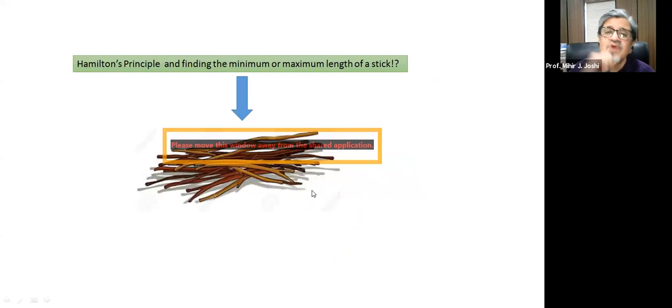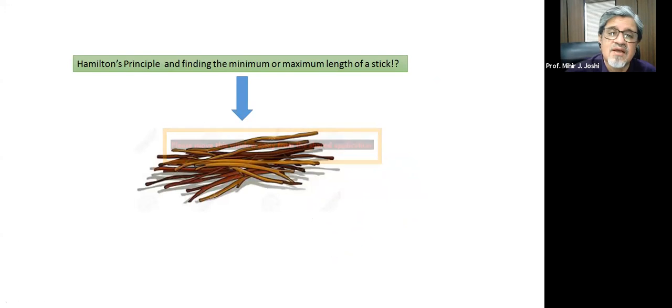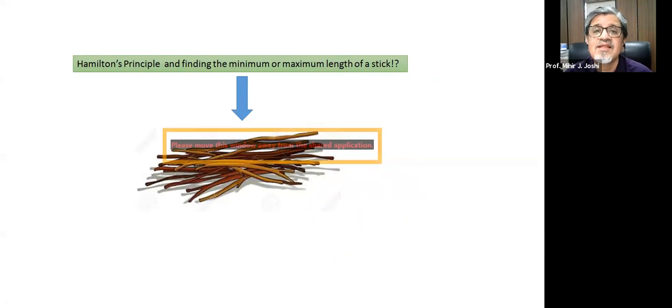Now let us come to another example. There is a bunch of sticks available here. You can see in the photograph, a bunch of sticks. Now the question is about Hamilton's principle and finding the minimum or maximum length of a stick. We have to find out which stick is the minimum and which stick is the maximum. So we take one stick and compare it with another one, and like that we come to a particular stick, which is the shortest one.